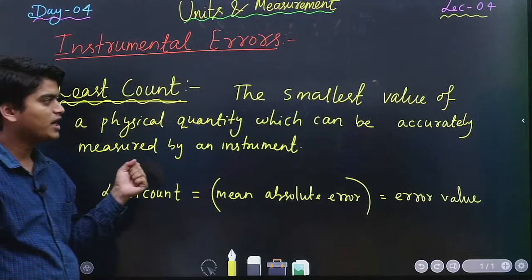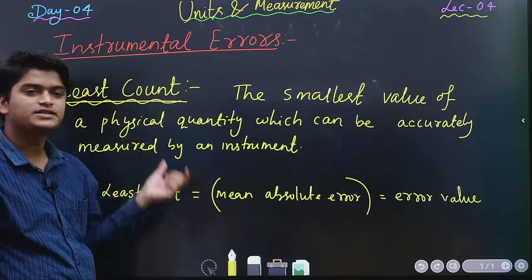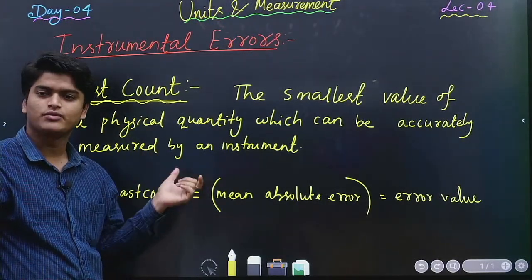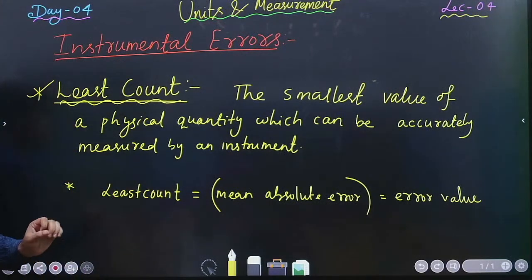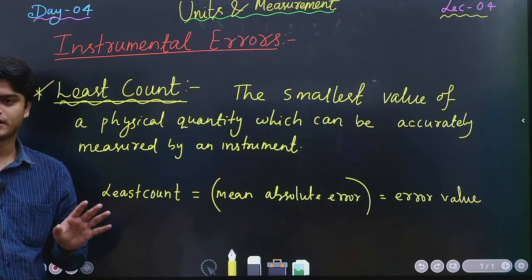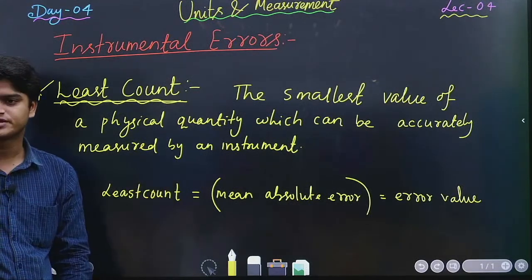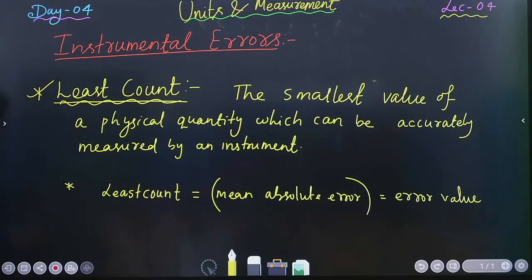In NEET, they will ask you to find the least count of a vernier caliper or the least count of a screw gauge. This type of question will be there. For that we need certain formulae, so I'll tell that. After that, we'll do some previous year questions also. So note it down.